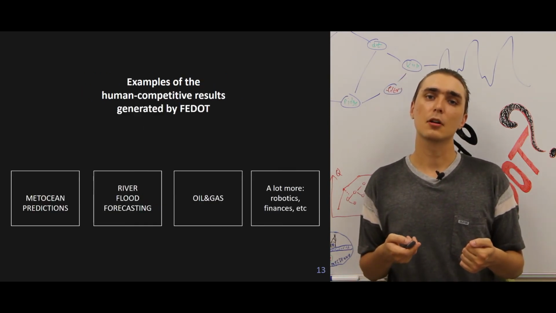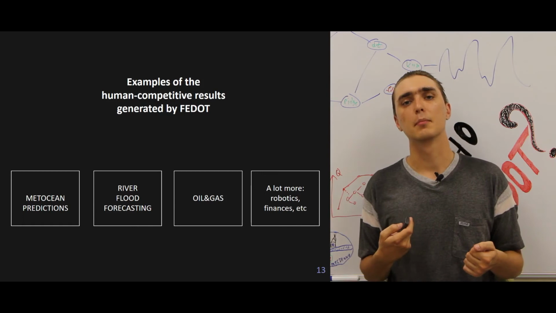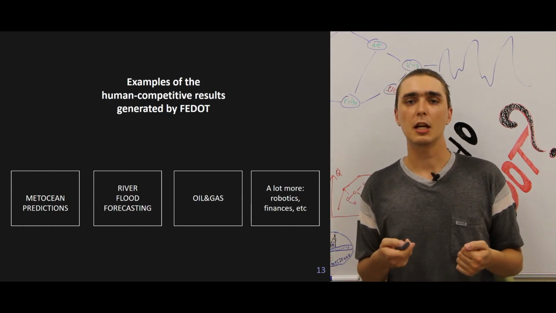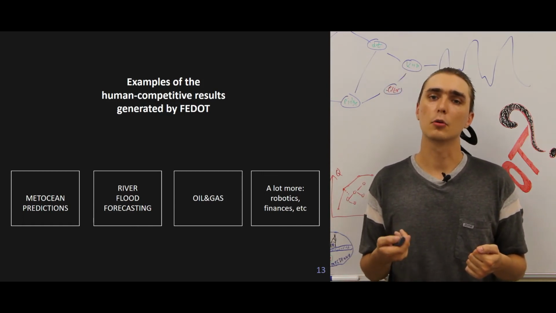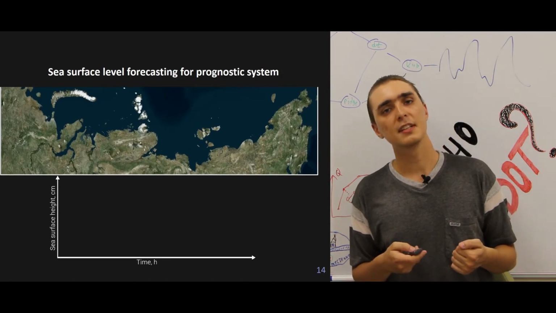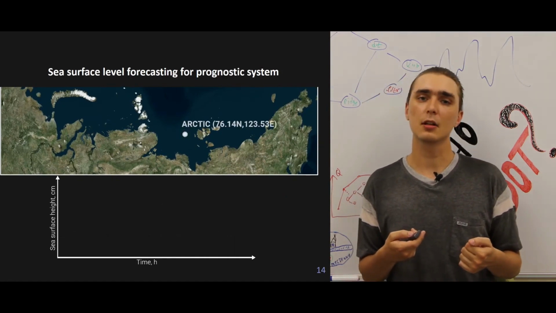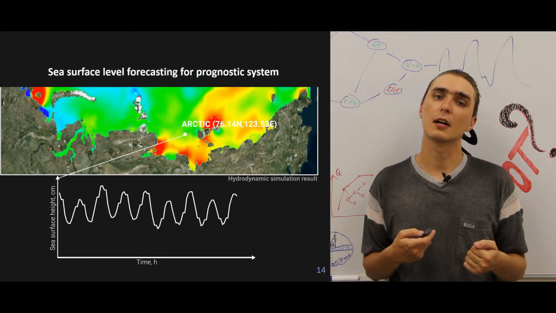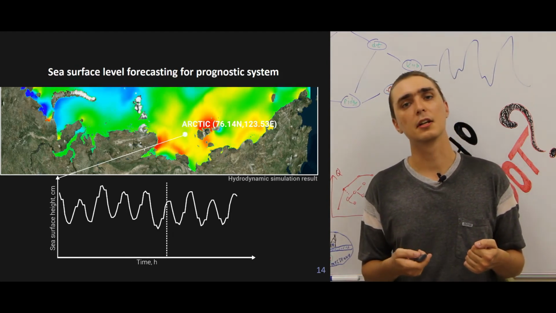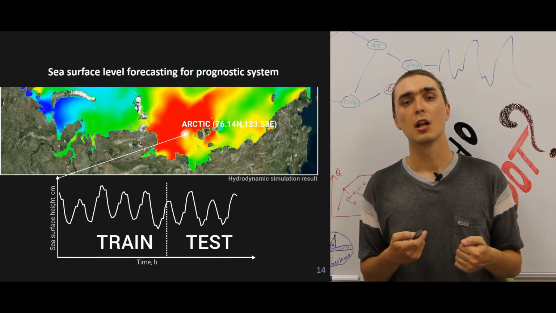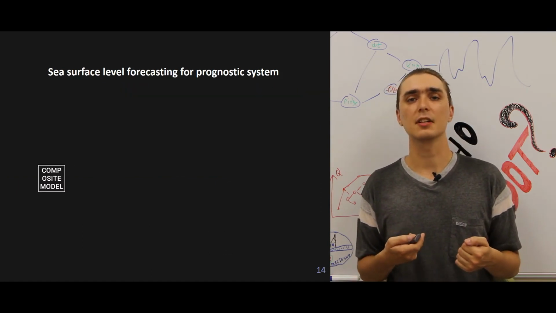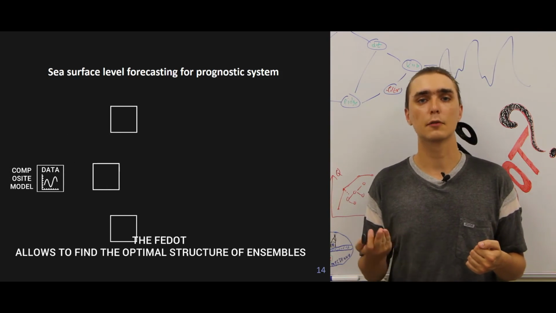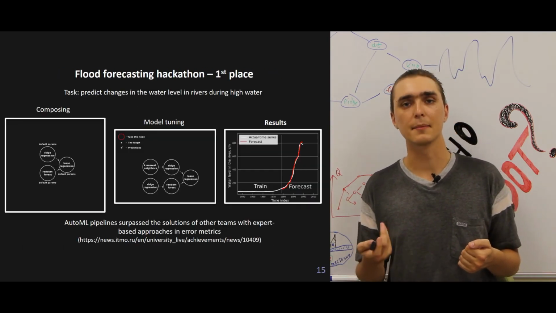So we have several human competitive results generated by FEDOT, and I will describe the most interesting ones from this list. The first one is sea-surface level forecasting in the Arctic. We generated a pipeline that consists of a hydrodynamic model and a data-driven model, and this solution allows us to achieve better results than existing solutions for this case.